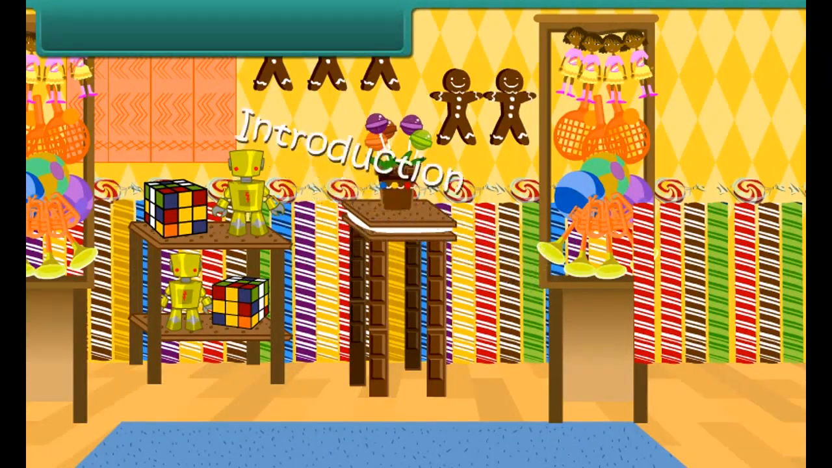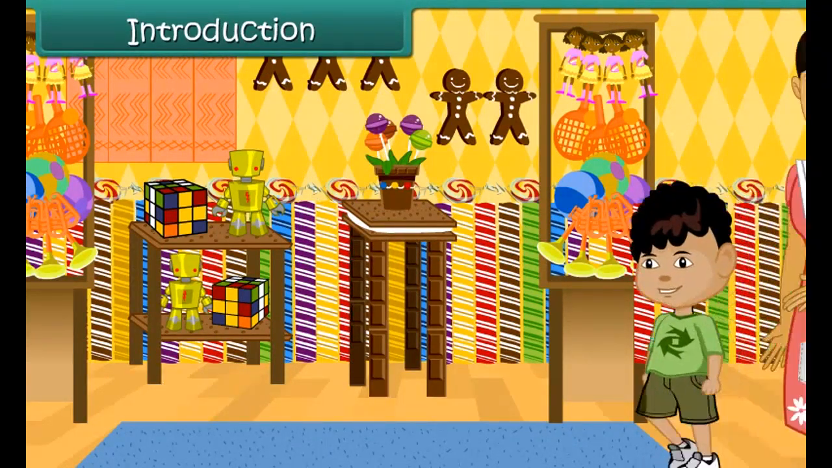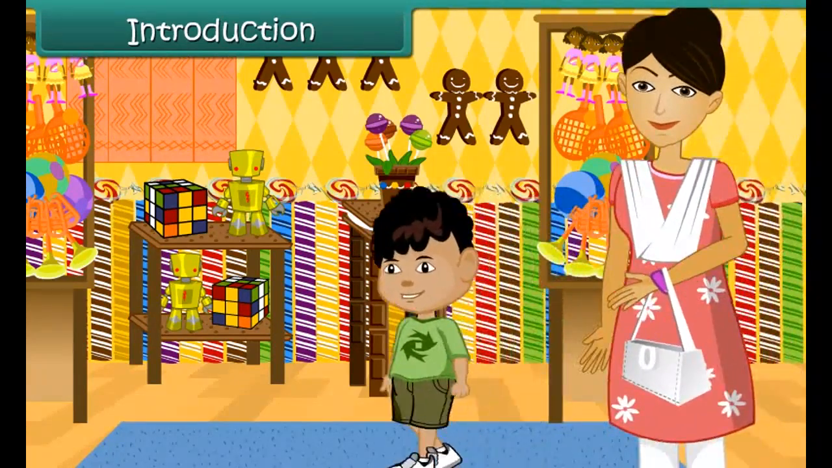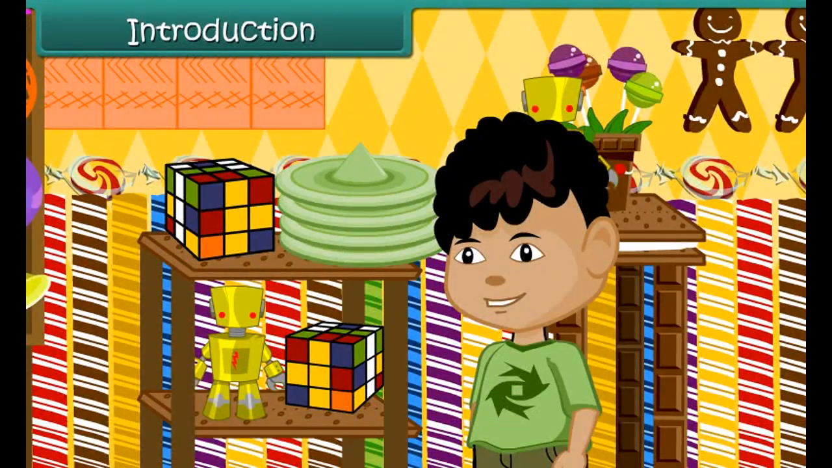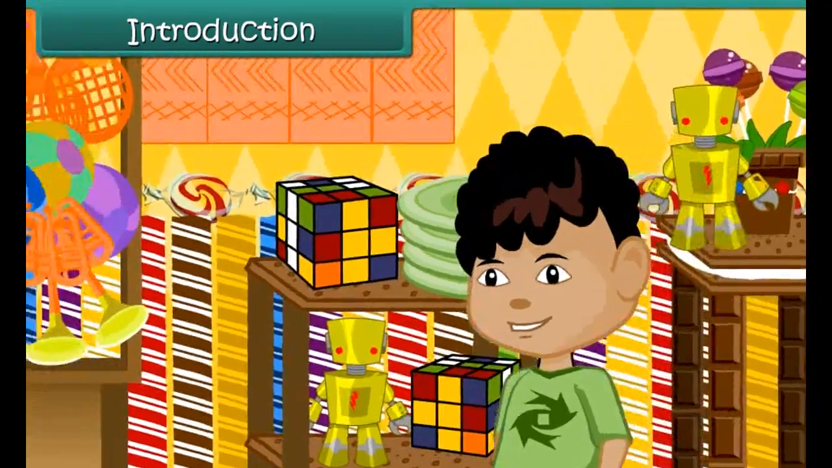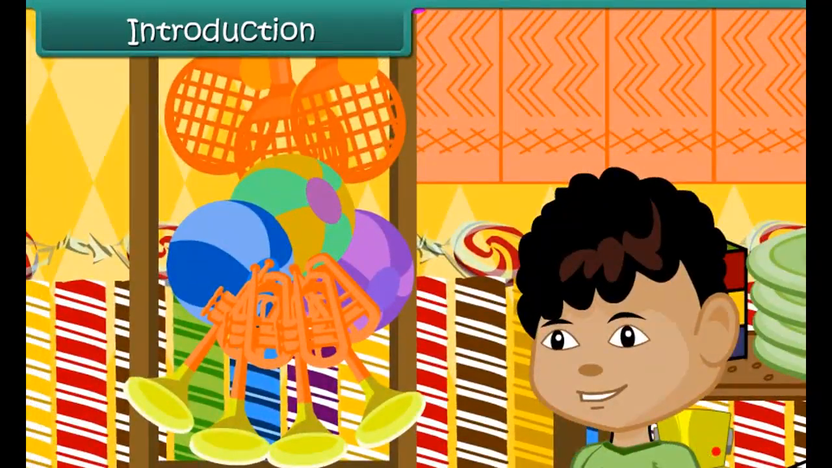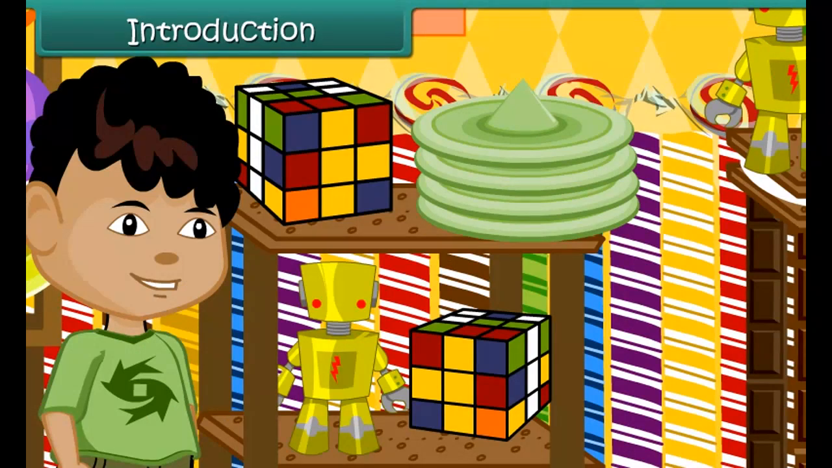Introduction. Anuj and his mother are in a toy shop buying toys for Anuj's 1-year-old brother. Anuj finds himself surrounded by brightly colored toys of all sizes and shapes. Some toys are circular, while others are rectangular. Some toys are square-shaped, and some others are oval.